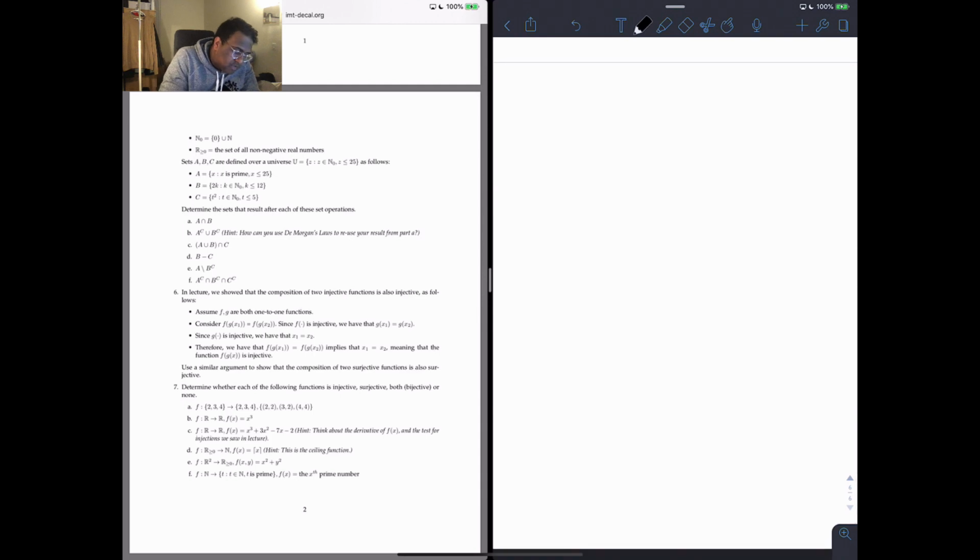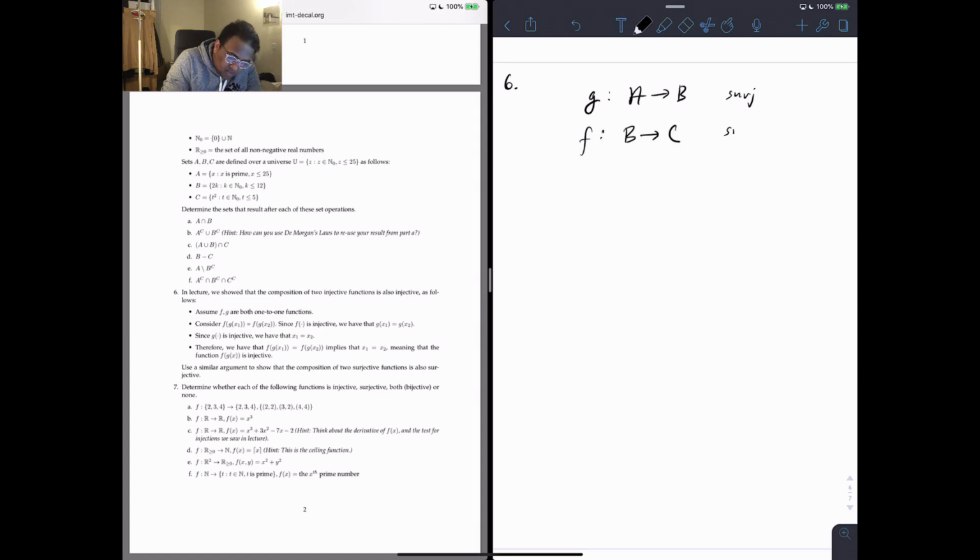Now we'll take a look at number 6, where we're asked to show that the composition of two surjective functions is also a surjection. So let's assign g to be some surjection between sets A and B, and let's say f is a surjection from B to C. What we'll look at is the composition of f and g. Specifically, f circle g really refers to the function f of g of x. And we want to show that it's a surjection.